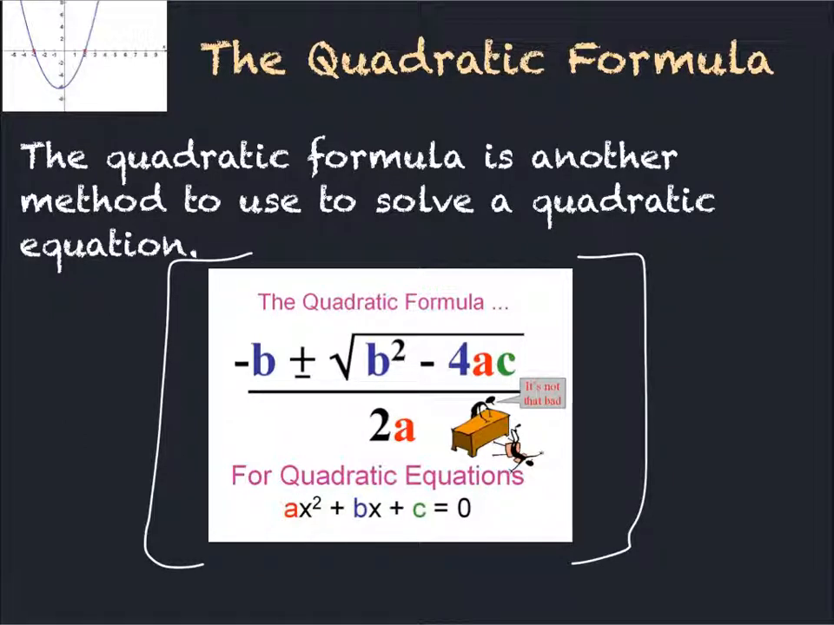Here's the quadratic formula. We would use it for solving quadratic equations, especially when you can't factor, or can't take the square root, or can't complete the square. The quadratic formula is negative b plus or minus the square root of b squared minus 4ac, divided by 2a. Write that down in your notes.